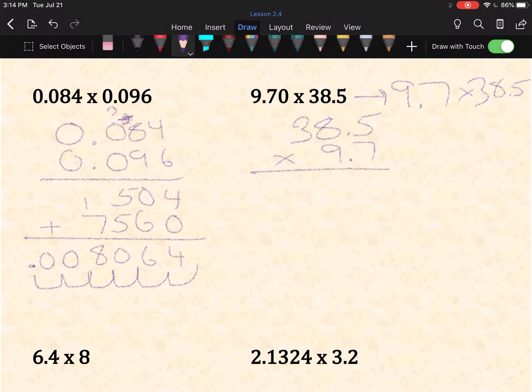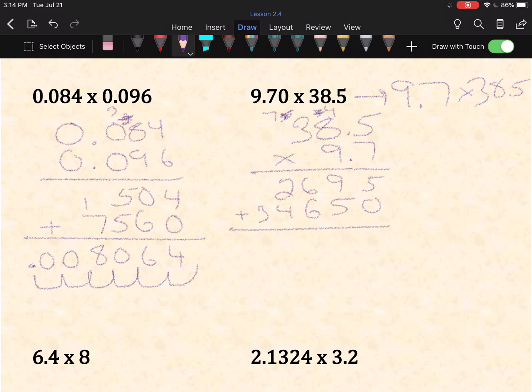7 times 5 is 35. Carry the 3. 7 times 8 is 56, with 3 is 59. Carry the 5. 7 times 3 is 21, and 5 is 26. Second line starts with 0. Get rid of the numbers I carried. 9 times 5 is 45. Carry the 4. 9 times 8 is 72, with 4 more is 76. Carry a 7. And 9 times 3 is 27, with 7 more is 34.